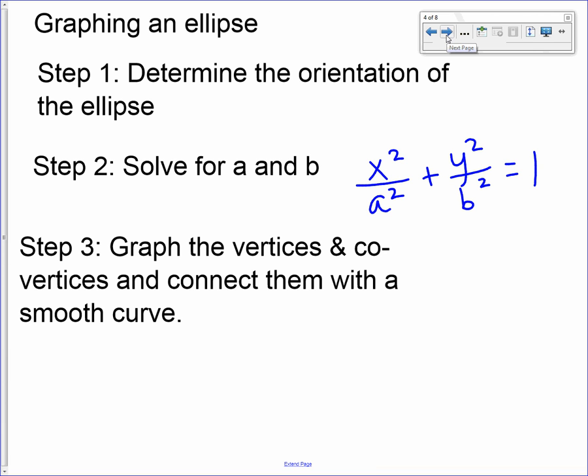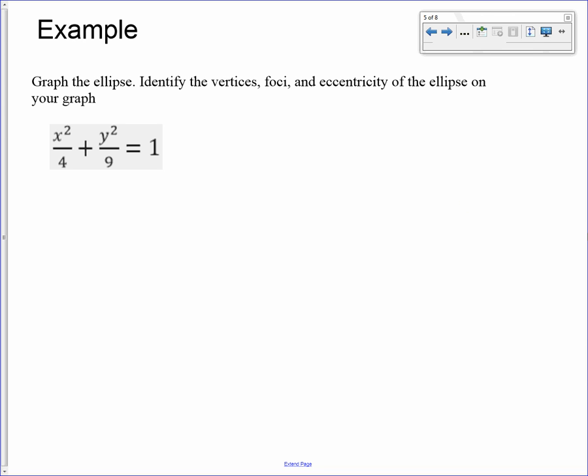So let's actually do an example together. Let's graph this ellipse. We have x squared over 4 plus y squared over 9. The first thing I notice is that of my denominators, this one is larger, and it's below the y squared term, so that tells me that this is going to be a vertical ellipse.